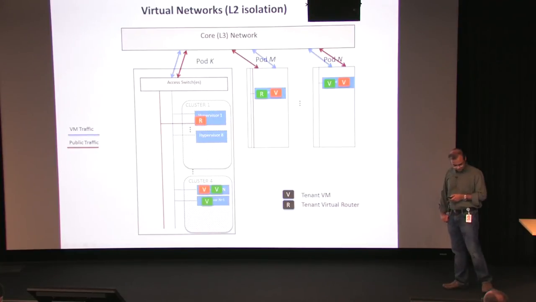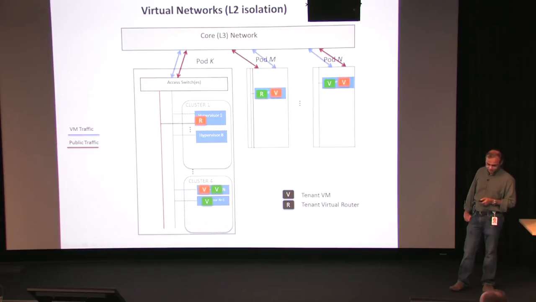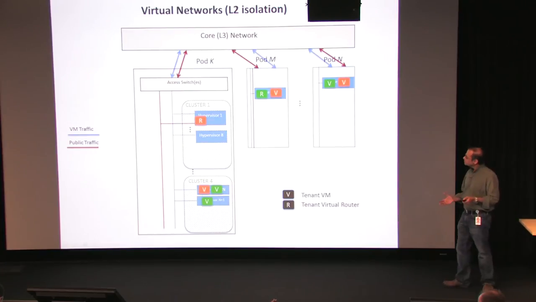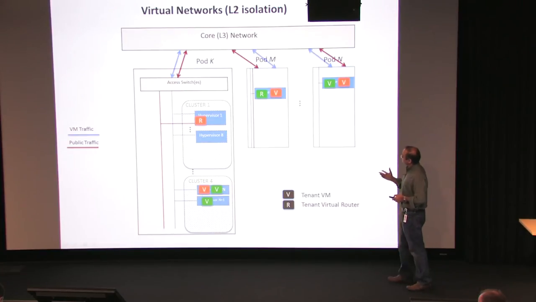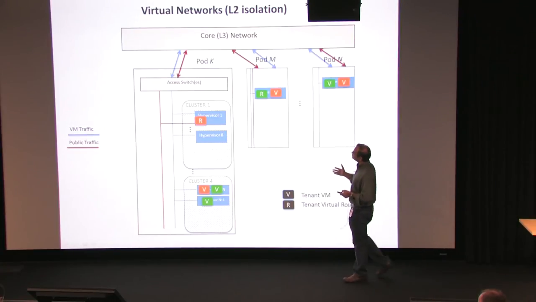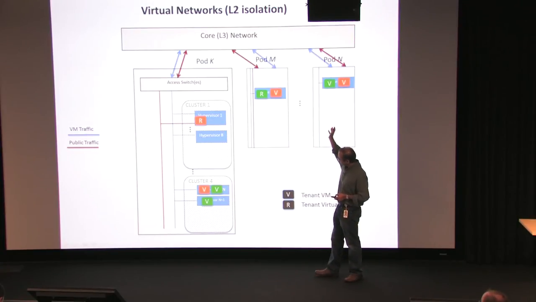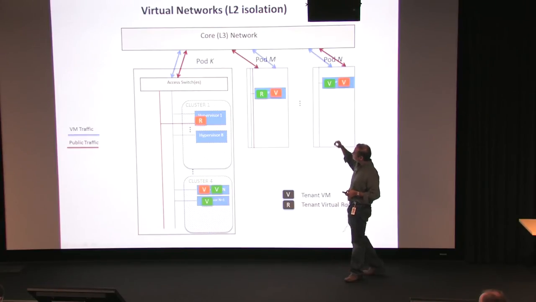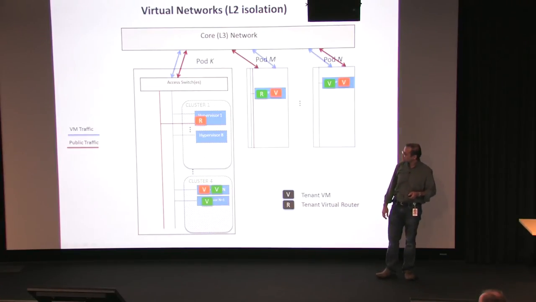The other mode of networking is called advanced zone. And that just virtualizes your physical network with VLANs. Here's an example of how that might work. You have these pods here, and then I'm showing the green tenant and the orange tenant.